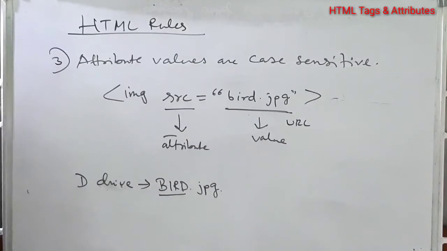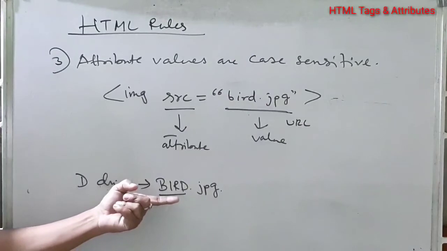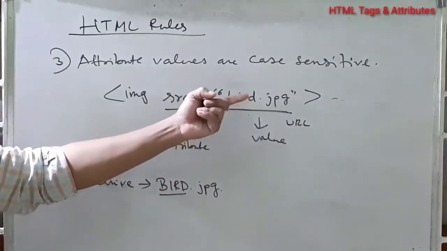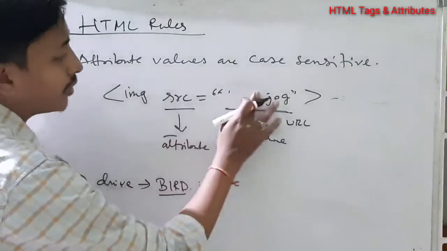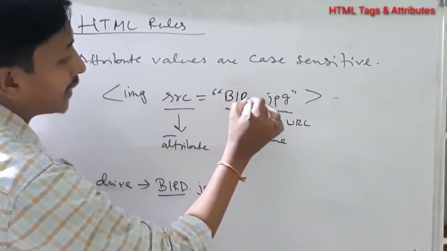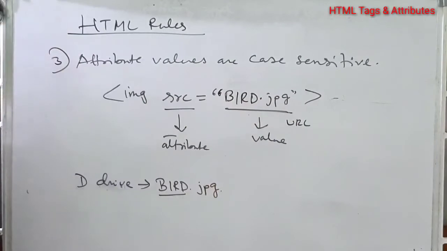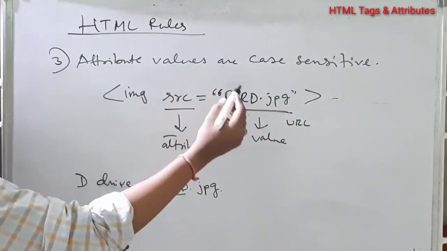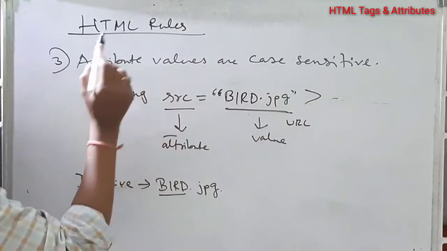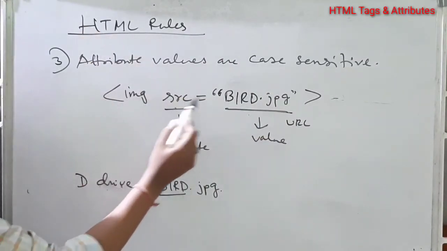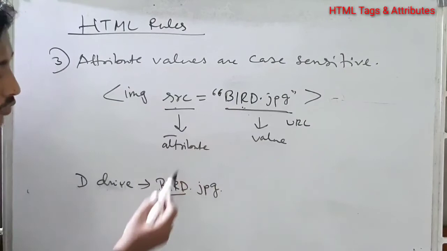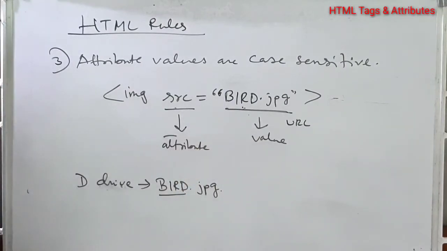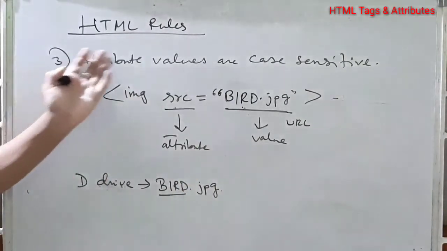Case sensitive means whatever you write in the image file, you have to write in the values also. Here you cannot write small letter, you have to write capital letter. Otherwise, this image is not going to be displayed. So that is why attribute values are case sensitive. These are attributes and these are values, and these values should be case sensitive. This is called the third rule of HTML.